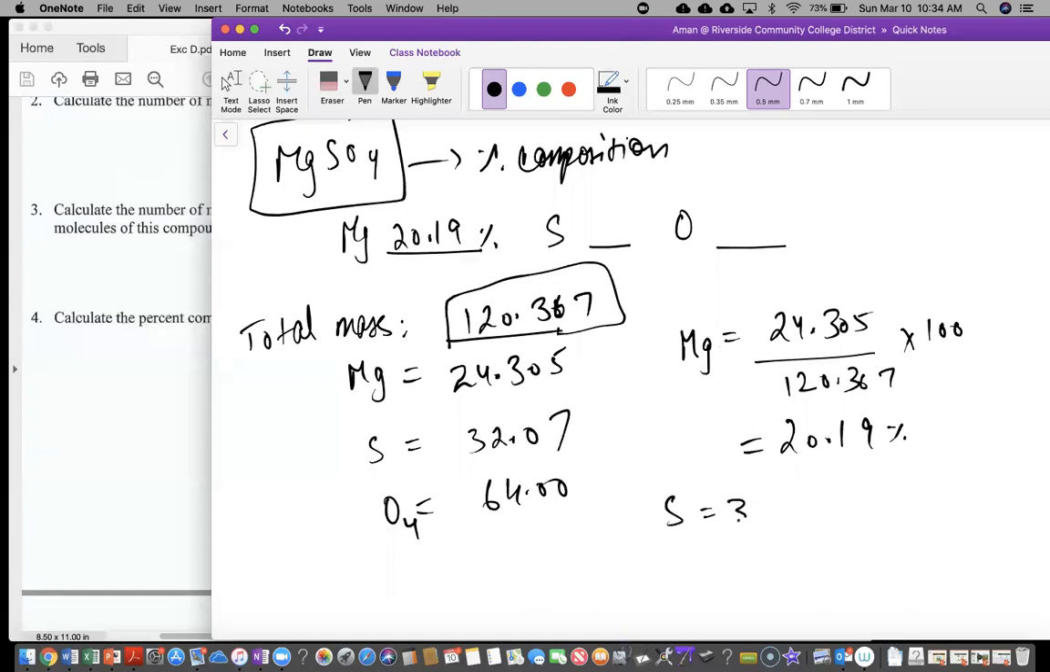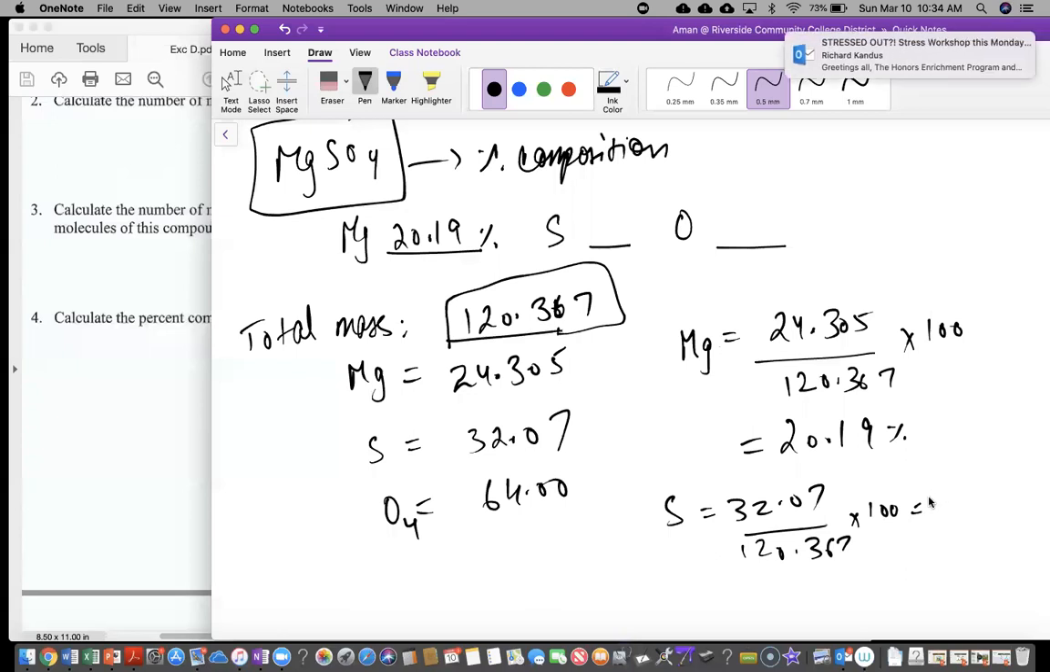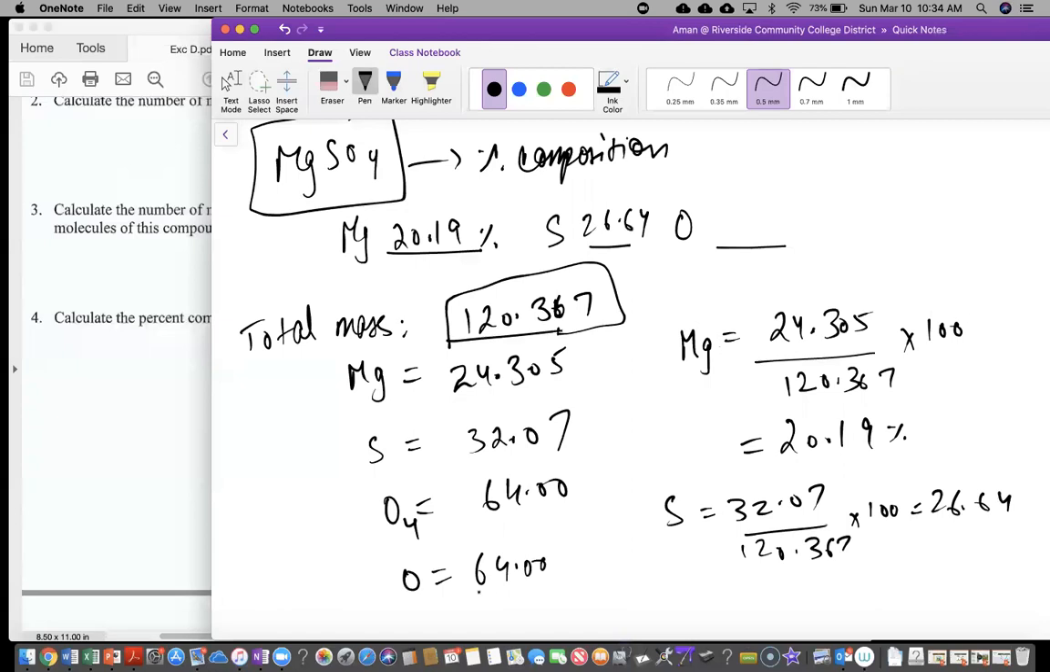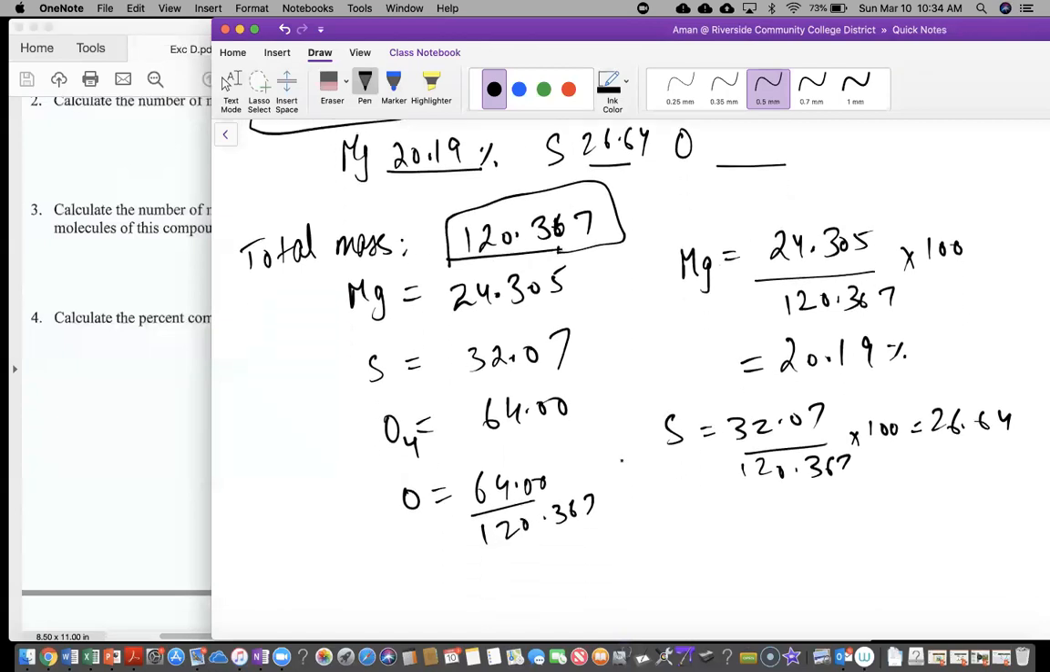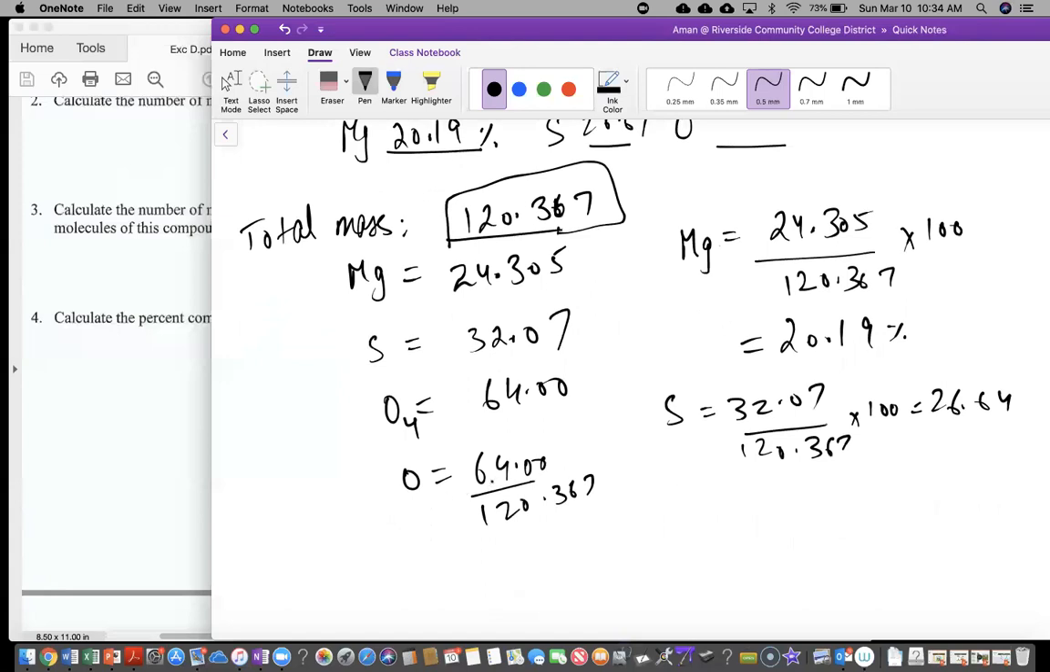Sulfur is 32.07 over 120.367 times 100. So what do you get when you do that? I got 26.64% of sulfur. So that's what will go here. And for oxygen, it is 64 over total 120.367. The only mistake that you guys can make here is for oxygen that you just take 16. It's not 16. It's the mass of all 4 oxygens.